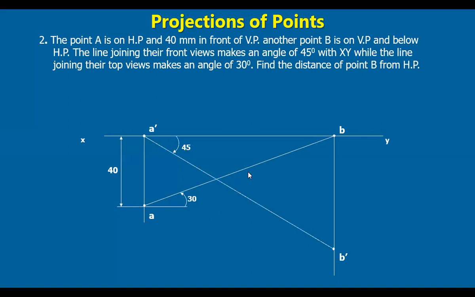So like this, we get the final projections of the points. Now you are asked to find the distance of the point B from HP. How much distance it is lying below the horizontal plane, you measure that. So this distance actually gives how much point B is below the horizontal plane.